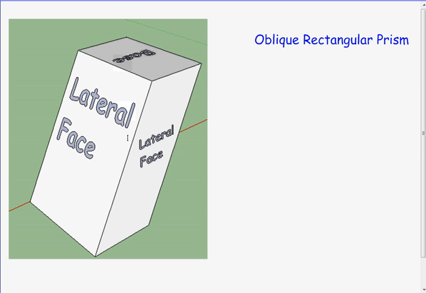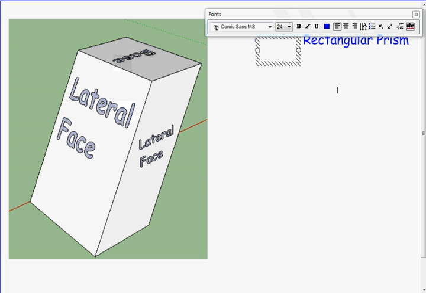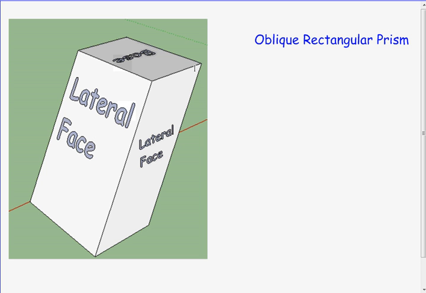The reason it's oblique is you can kind of see that it's been pushed over. So some of the sides are parallelograms, some of them are rectangles. If it looks like a prism that's been pushed over, then it's called oblique. So this word, rectangular, has to do with the bases. Oblique and right have to do with whether it's straight up and down or pushed over.